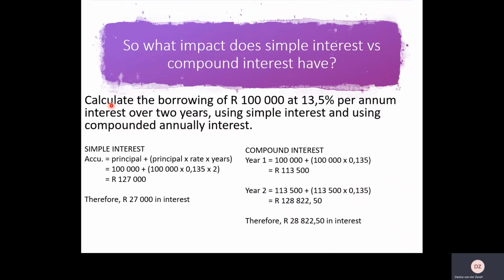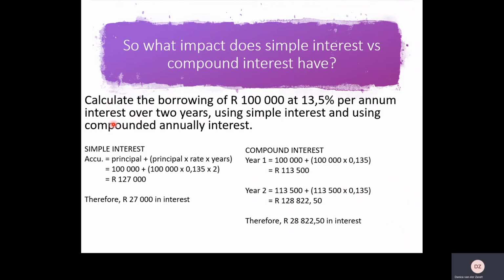So how many calculations for the compound per year? Per year is only one. Per year is per one, but a total of 2 calculations. Fantastic. Simple interest I can do in one.